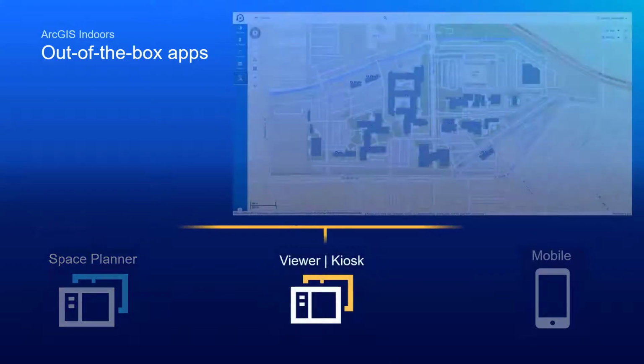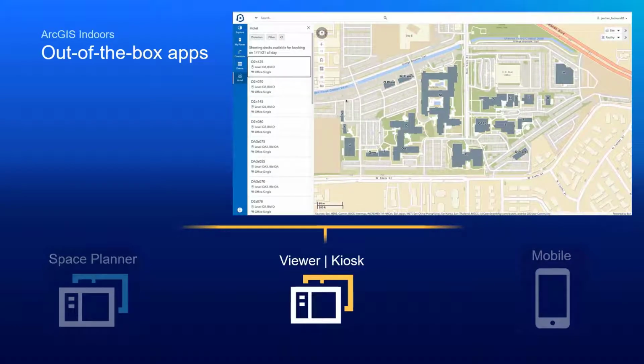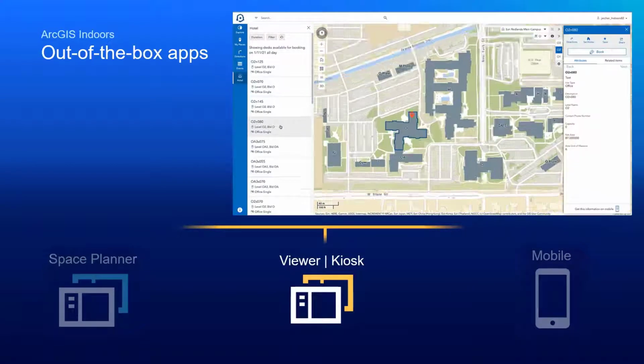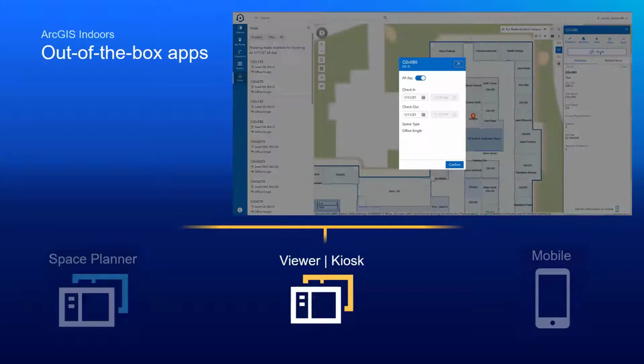The Indoors Viewer is a web application template for occupant and visitor users that supports indoor wayfinding, office hoteling, location sharing, and incident reporting. This application can run on a touchscreen kiosk for visitors or in a computer browser for occupant users, or even a mobile phone browser for either kind of user.